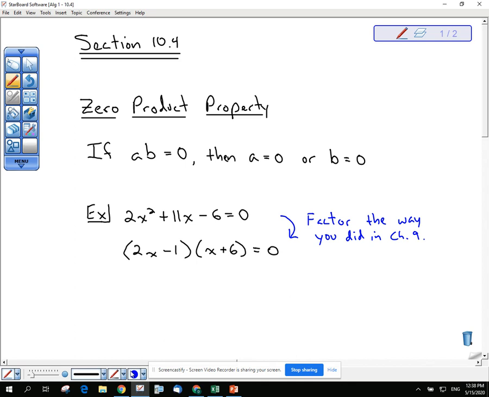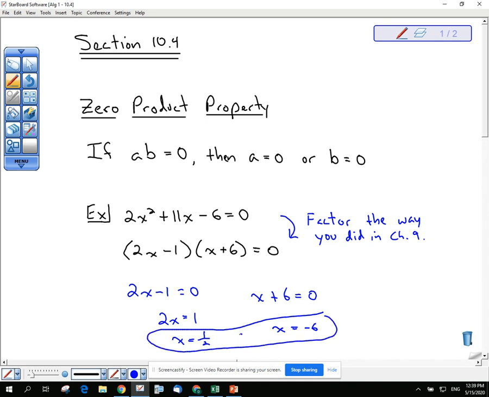And what the zero product property is saying now is that one of these two things must be equal to 0, and we need to consider them both. So either 2x minus 1 equals 0, or x plus 6 equals 0. That's the only way that their product can be equal to 0, okay? And the reason we do that is because we now know how to solve this. This is just a two-step linear equation. You could add 1 to both sides and divide by 2. One of your solutions is x equals 1/2. Here you would just subtract 6. And your two solutions are 1/2 and -6.